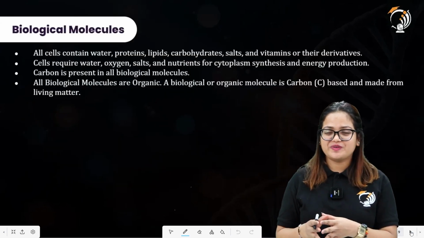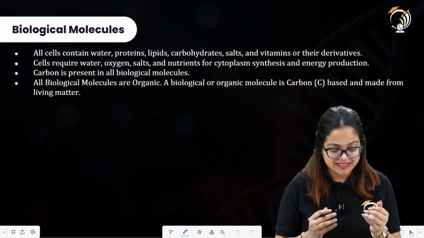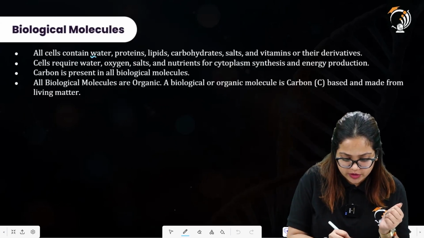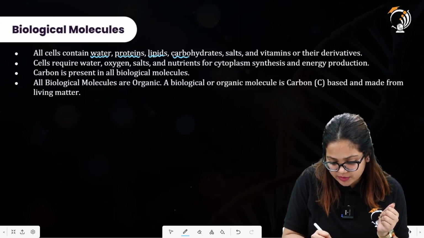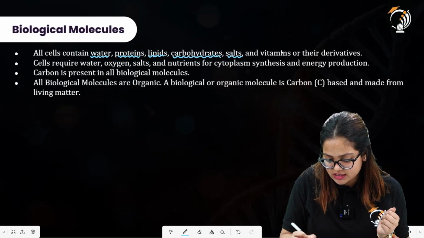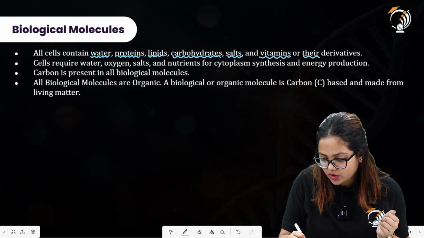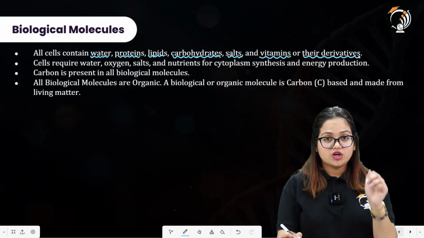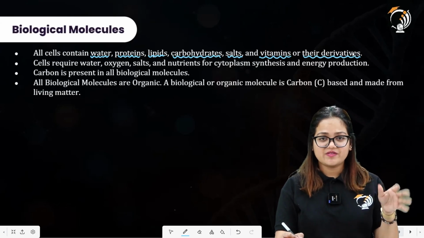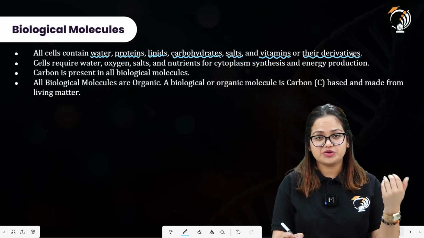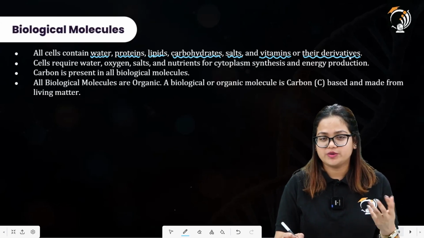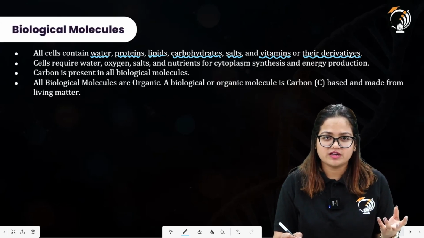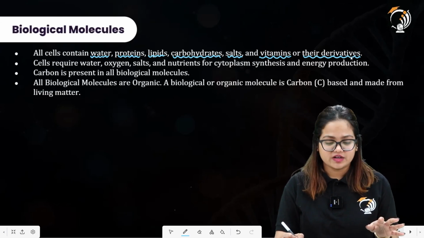Then we are moving forward with the biological molecules. What are these? All cells contain water, proteins, lipids, carbohydrates, salts, vitamins, or their derivatives. So all of the cells contain water. Since we have already discussed that water is the main or crucial element of any organism, or you can say a part of the processes that are occurring in the living organism.